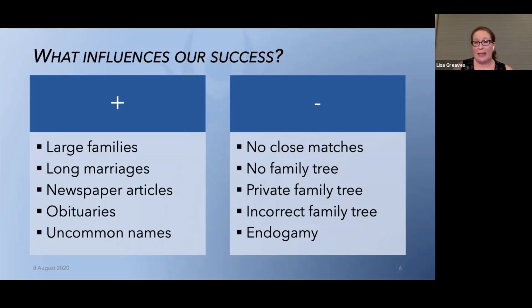When I think about when I haven't been successful, it's because I couldn't find enough close matches, or the matches that I found didn't have a family tree, or it was a private family tree, or it was an incorrect family tree. That happens also. Or cases of endogamy. Endogamy is when people's families are related in more than one way. So it can mean somebody married a first cousin, or it can just mean that they were all intermarrying with the same three families over a period of 100 years. And that's why illegitimacy is also a tough thing to handle.